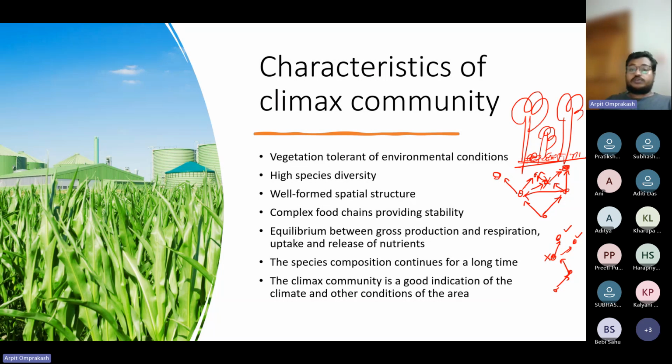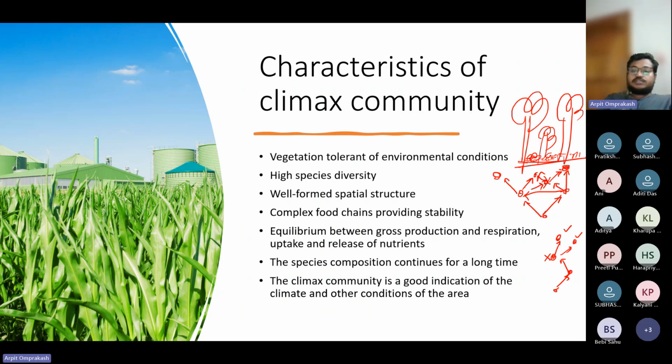If there is more release of nutrients and less uptake of nutrients, eventually it will lead to more deposition of nutrients in the environment. And there might be some species which are better able to take up or utilize the nutrients, and these species might come up and change the structure of the community. Therefore, for a community to be stable, the gross production, respiration, and the uptake and release of nutrients need to be balanced. There needs to be equilibrium between all of these.